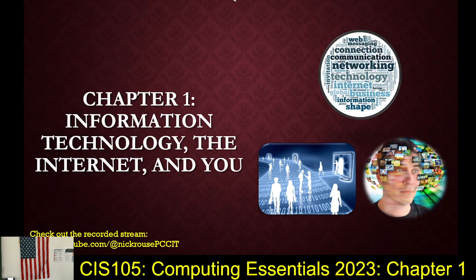So today we're going to go over the first chapter in the Computing Essentials 2023 book, and that is Information Technology, the Internet, and you.